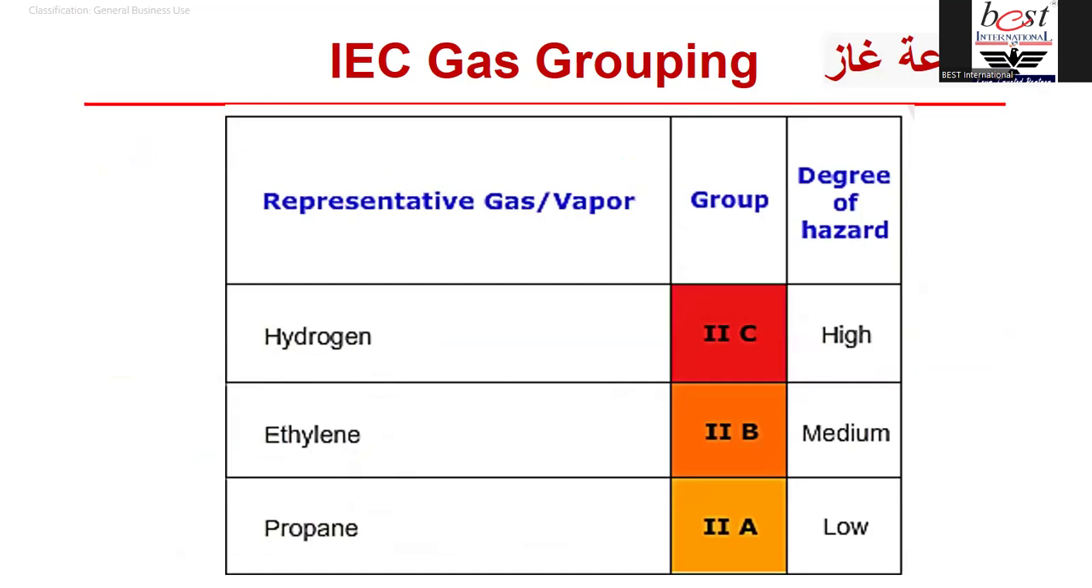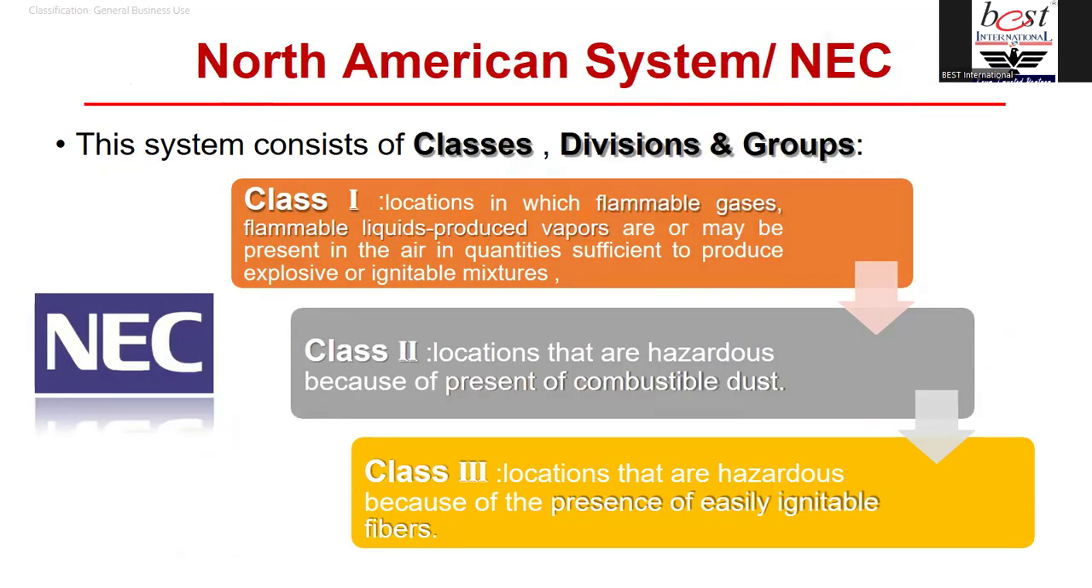Like hydrogen, the group is... here you have an opportunity. For all types of gases, what are their groups? You can research on Google, AI tools, go to YouTube and find out all types of gases and their groups. Like hydrogen is IIC. That's why the degree of hazard is high. Ethylene IIB, medium. Propane IIA, low.